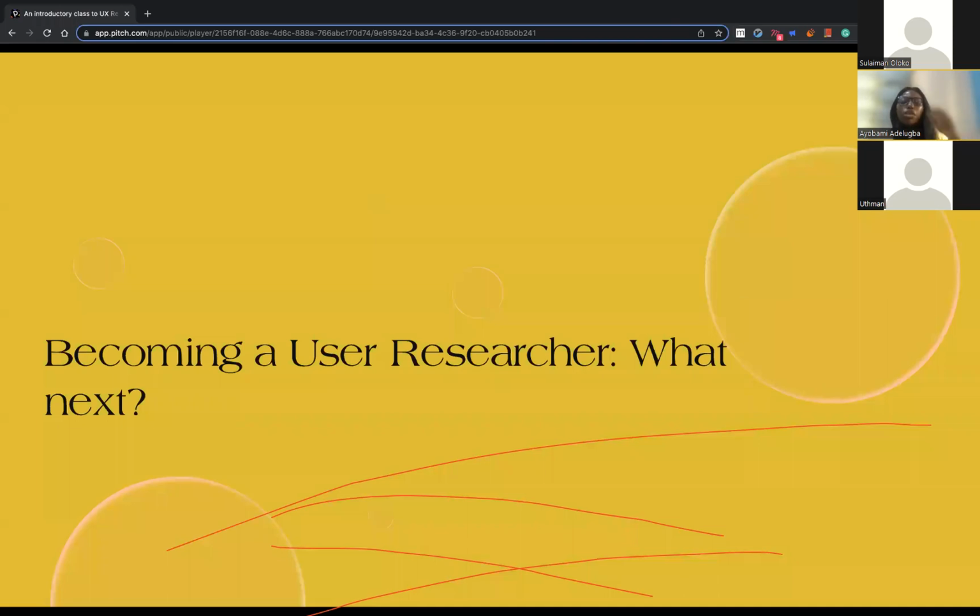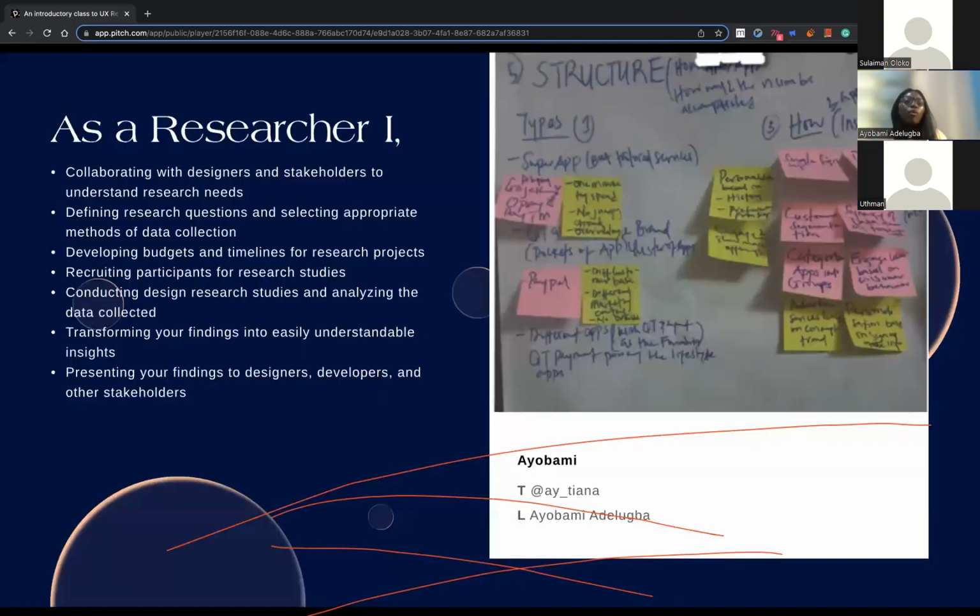So becoming a user researcher, what next? You're here, you found out that I think I like what it is. As I said, the barrier to entry is very, very low, right?